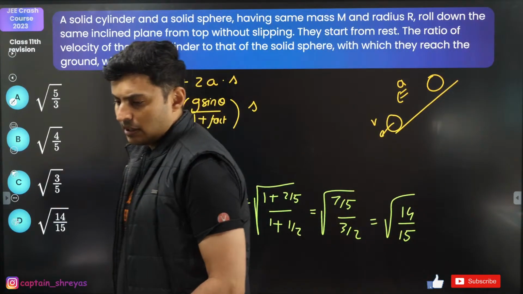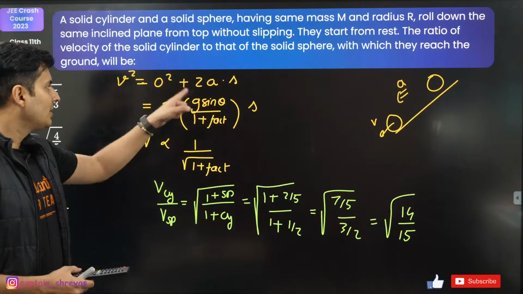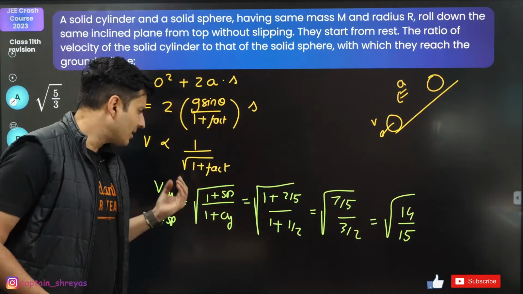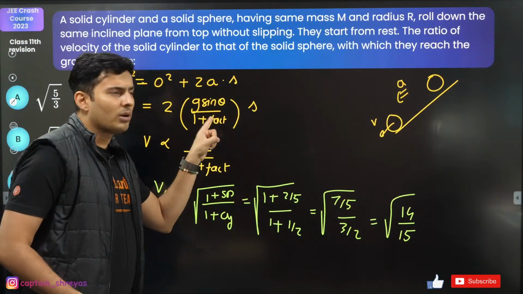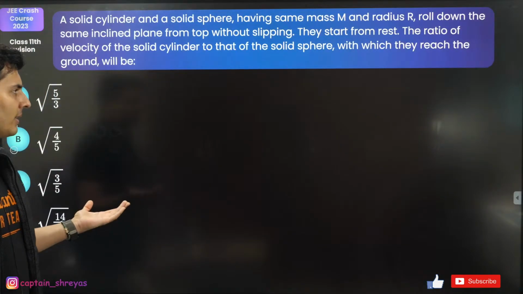Is that clear, everyone? What a beautiful question. This concept of acceleration is used and the kinematic equation is also used. The rest of the things are simple. Do not try to remember the formula in any other way. It will look very confusing and difficult.